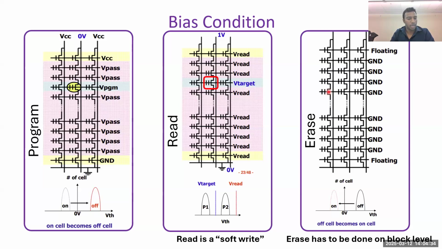So to summarize, read is a soft write and it disturbs the cell, so it will limit your number of read operations before you have to refresh the data. And erase has to be done at the block level. With this, I think I have covered the basics of NAND flash operation, and then we will move to the firmware side of it, and Sudhakar will cover that. Please let me know if you have any questions. Feel free to ask, I will be answering, and then Sudhakar will cover the firmware part.